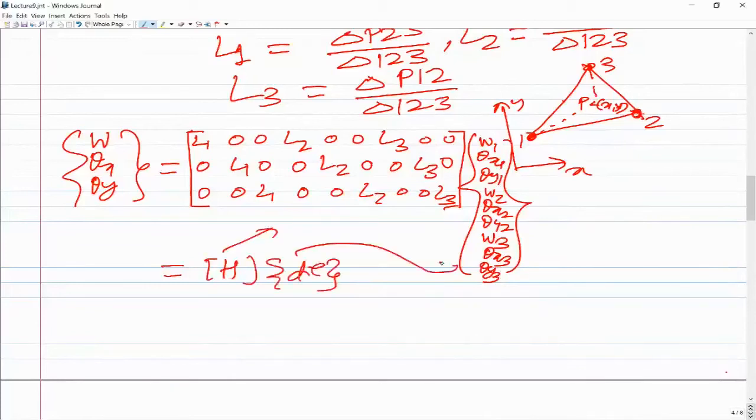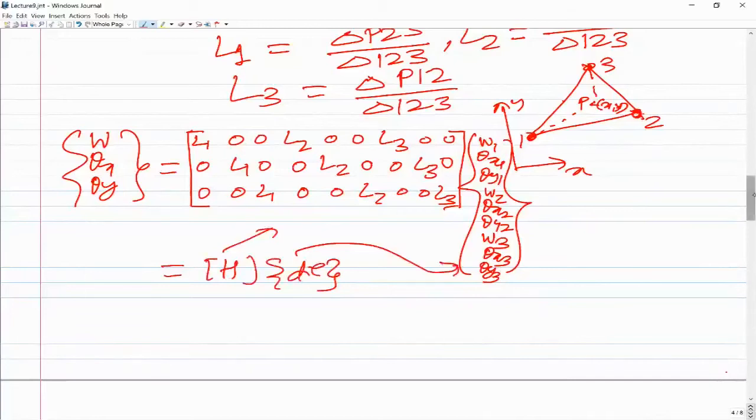Sir, in spite of having the x, y coordinates, that is the global coordinate system, why are we jumping to the area coordinates? What special advantage do we get out of it?